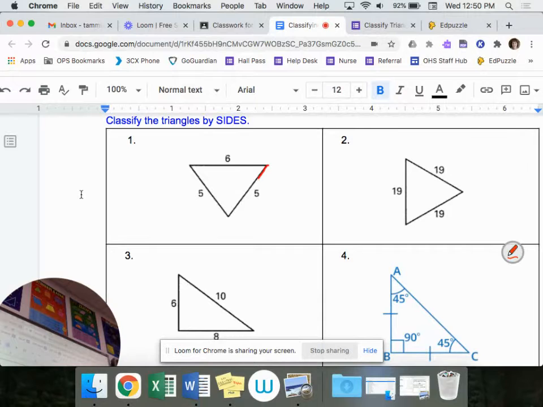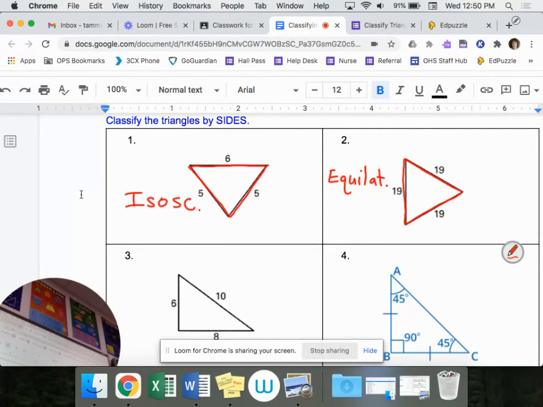We've got a 5 and a 5 and a 6. So that's going to be isosceles. 2 are the same, 1 is different. Number 2, we have 19, 19, 19. All three sides are the same. That's going to be equilateral.